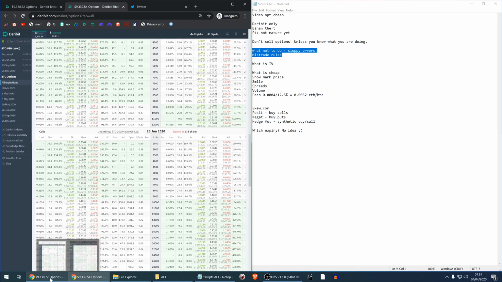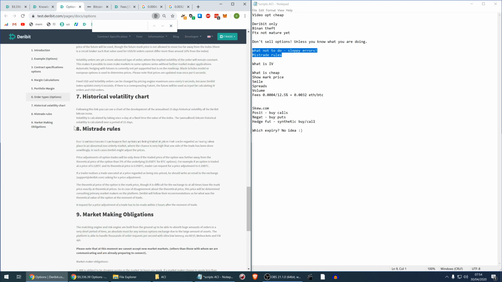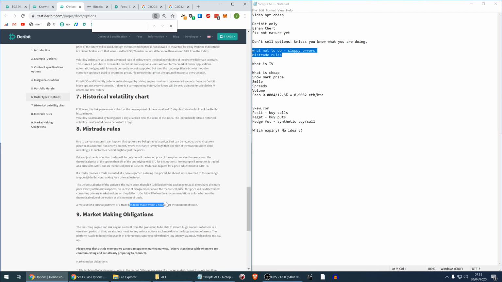And these errors just keep happening, and Deribit has come up with mistrade rules. So if you do happen to make this mistake, and people have bought and sold me contracts totally mispriced, and obviously I didn't contact Deribit within 2 hours because I wasn't at a loss, but the counterparty who is at a loss can contact Deribit within 2 hours, and then the price of the option is adjusted.